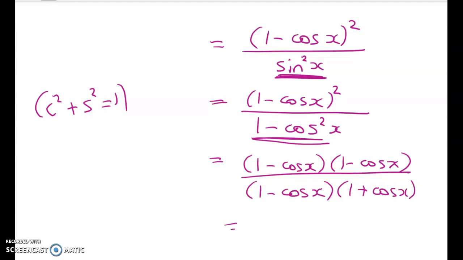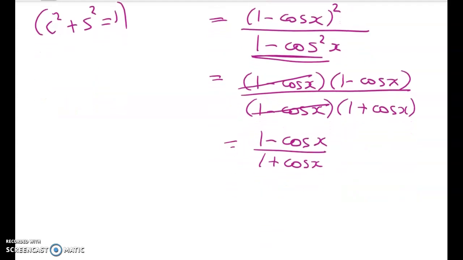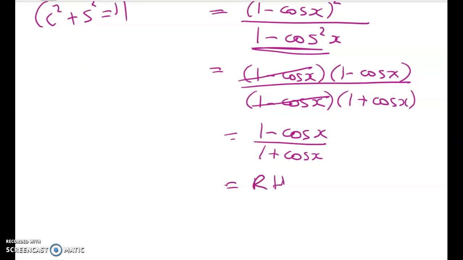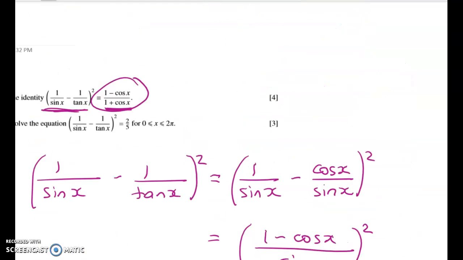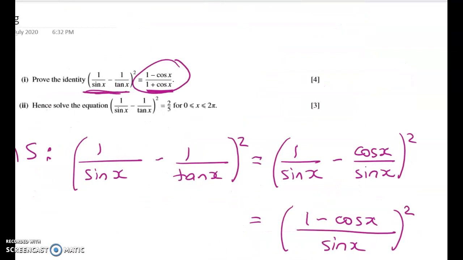And I can divide out my common factor. 1 minus cos x over 1 plus cos x, which is what I wanted. So which equals the right hand side as required. So that's the first part of the problem done. Let's look at the second part. So hence, solve the equation blah blah blah is equal to 2/5. So remember that even if you had somehow mucked up that first part, you could go on and successfully do the second part.